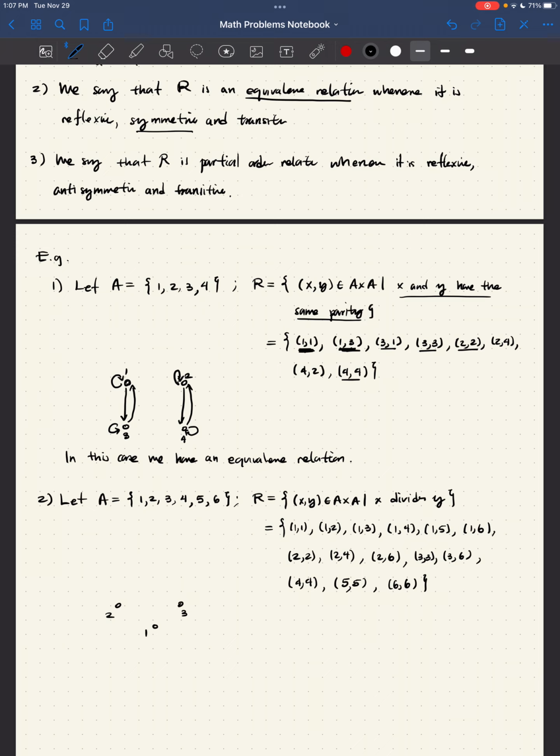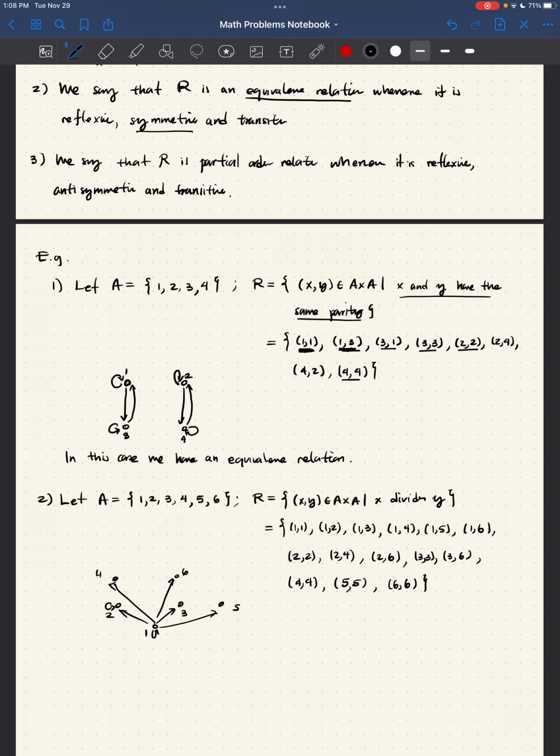Then I'm going to place 4 somewhere here. Then 5 here, why not? And then I'm going to place 6 here. So what is it that we observe? Well, first, 1 is related to 1. 1 to 2, 1 to 3, 1 to 4, 1 to 5, 1 to 6.